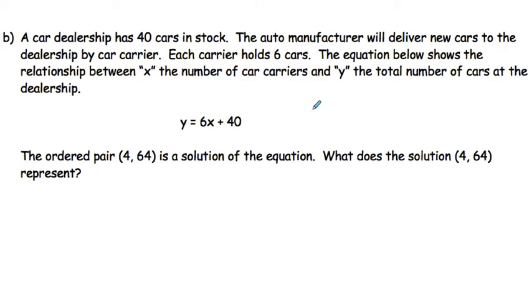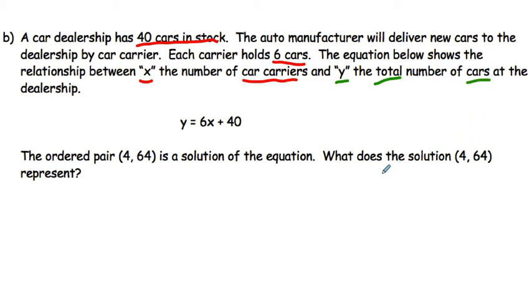All right, B. A car dealership has 40 cars in stock. We want to start with that. They're starting out with 40. So then the manufacturer is going to deliver new cars to the dealership by carrier. You've probably seen these down the road, the trucks that have all the cars on them. So each carrier holds 6 cars. The equation below shows the relationship between X, which is the number of car carriers, not the number of cars, that's car carriers. 1 car carrier has 6 cars. And Y is the total number of cars. So that's your total cars.